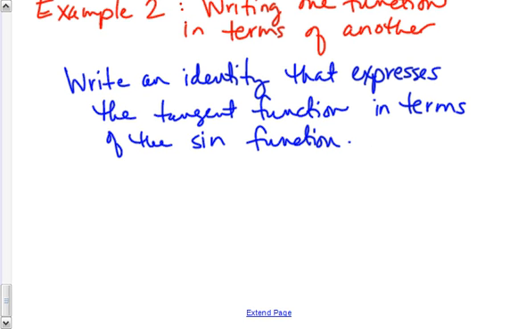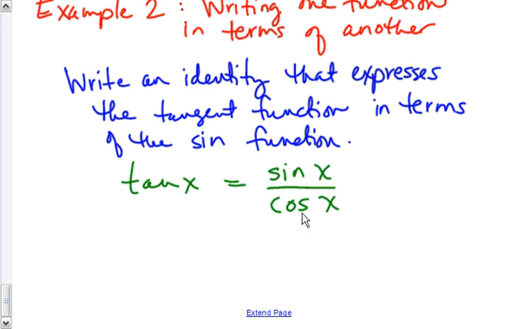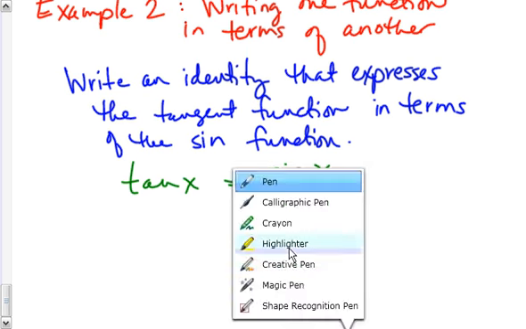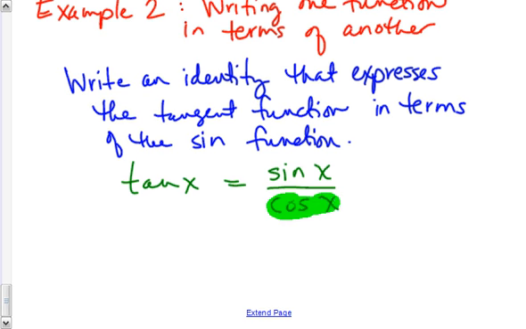Let's go over here and think about what we know about the tangent function. What is tangent equal to? Sine over cosine. We know that. This is the tangent function in terms of sine and cosine. We want it just in terms of sine, which means we want to get this cosine out of here and replace it with something equal, but that has sine in it. It's really not that complicated.